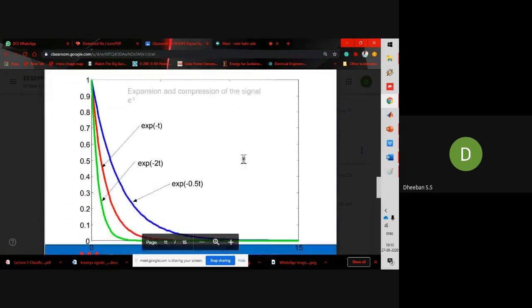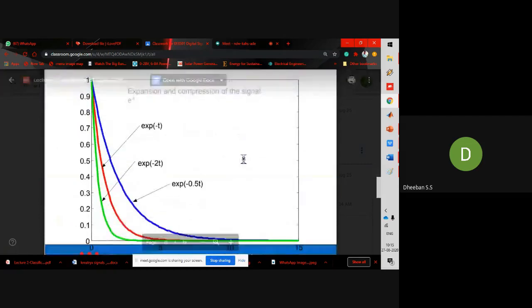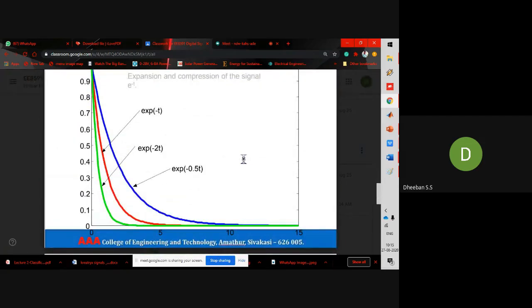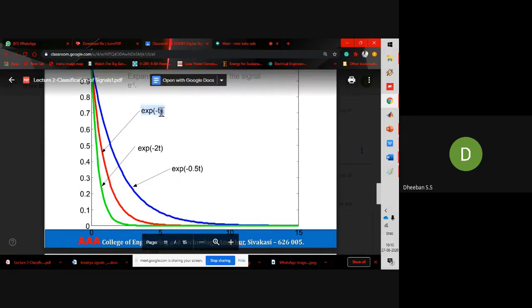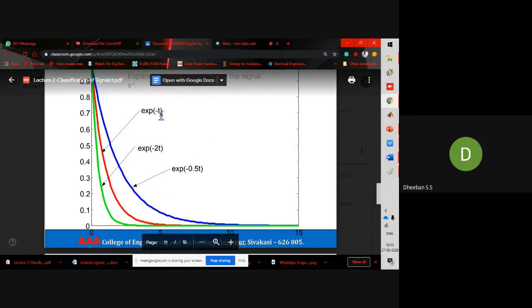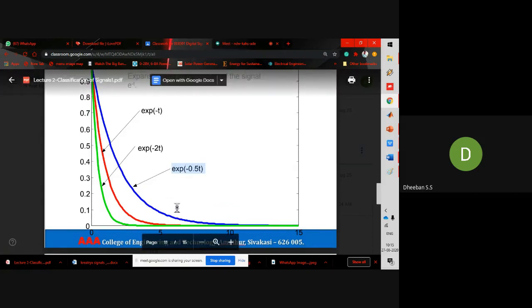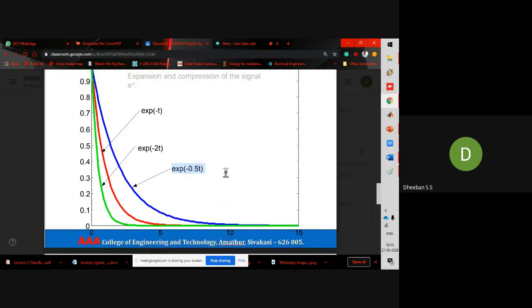Here they have given an example for this. Here you can see clearly they are not changing any value of the t function. They have multiplied by a factor k, which is a numerical value like 1 or 2 or minus 0.5. Depending upon this k value, it gets varied.